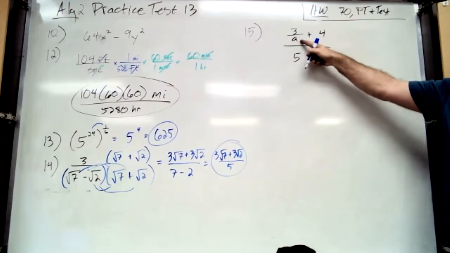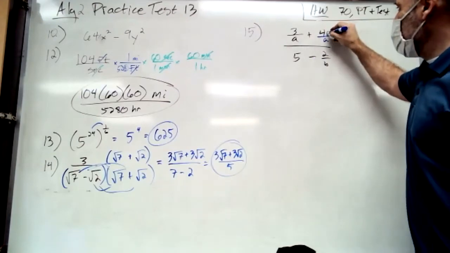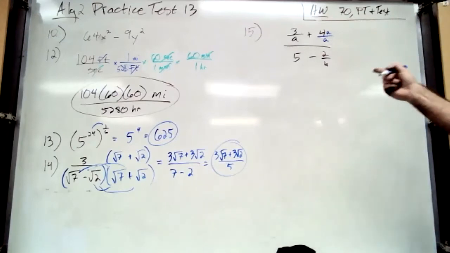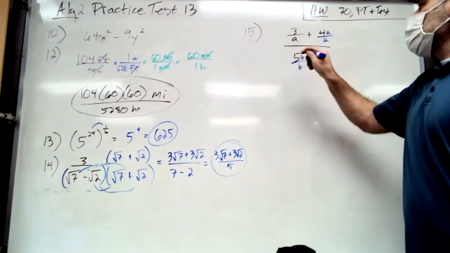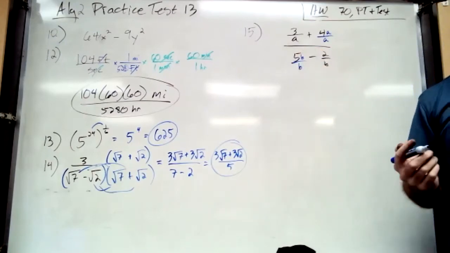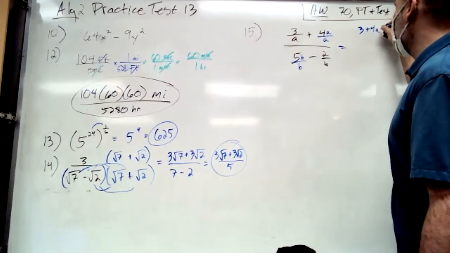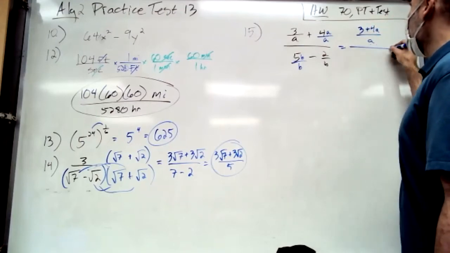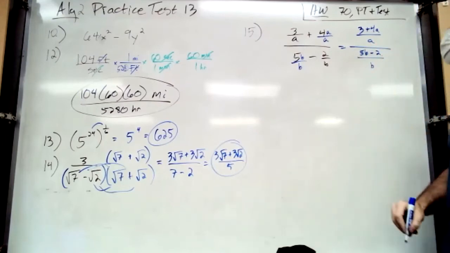So what's my common denominator? Just A. So I'm going to make this an A, and whatever you do to the bottom, do to the top. Everybody okay with that? All right, over here, I need a B. So I'm doing that. Everybody okay with that? Okay, so add these. You get 3 plus 4A over A all over 5B minus 2 over B.